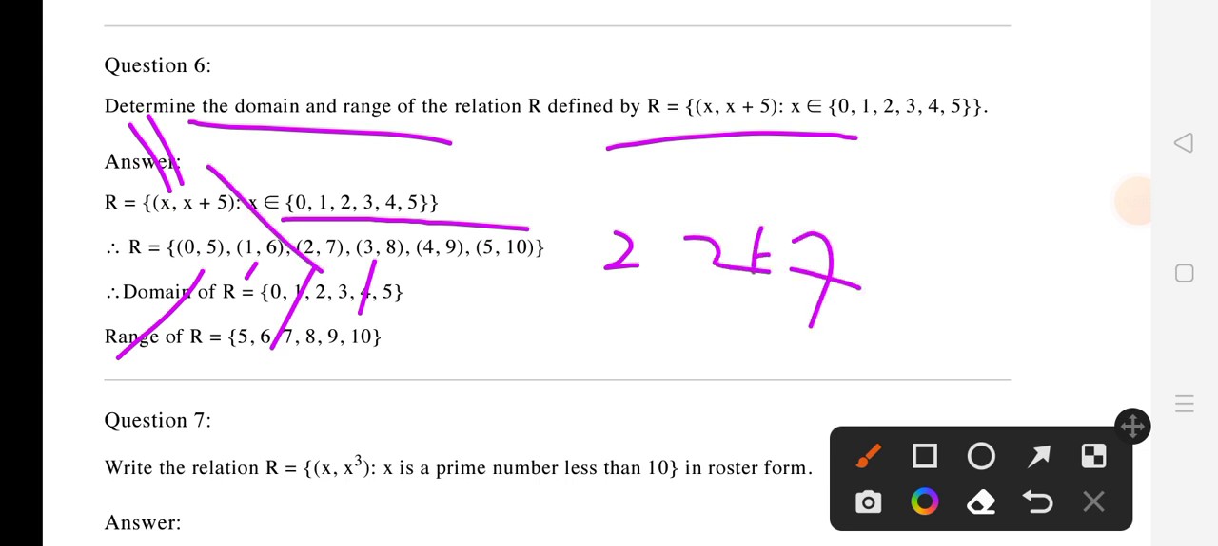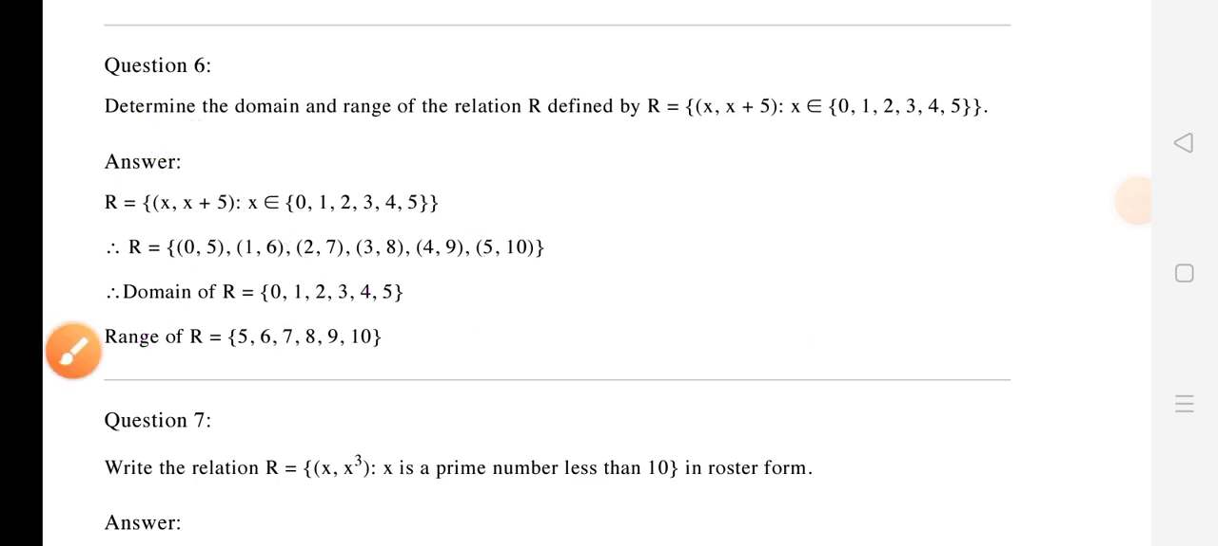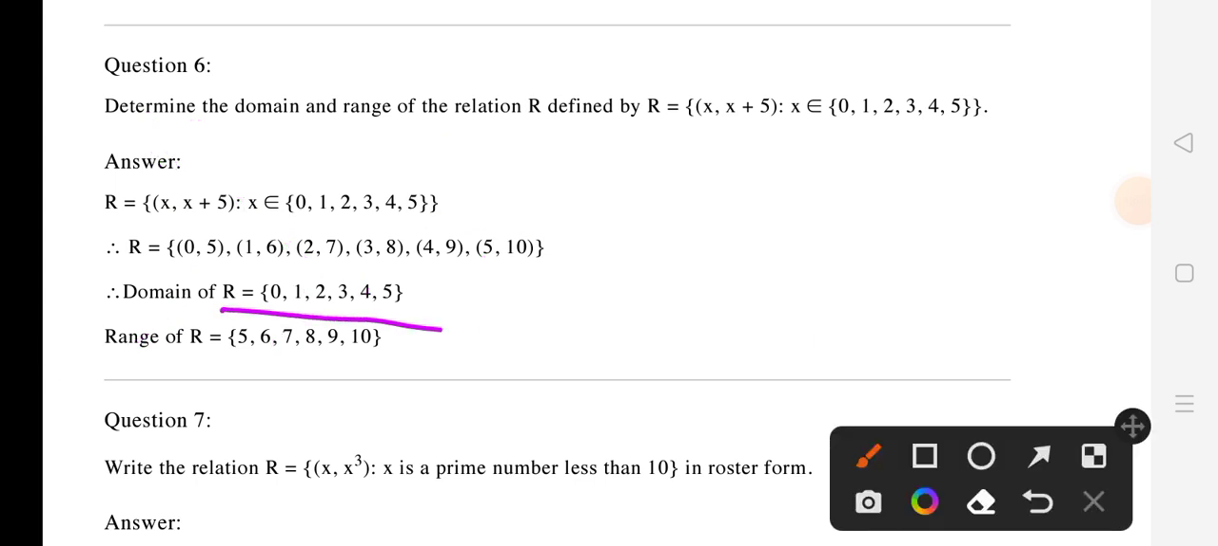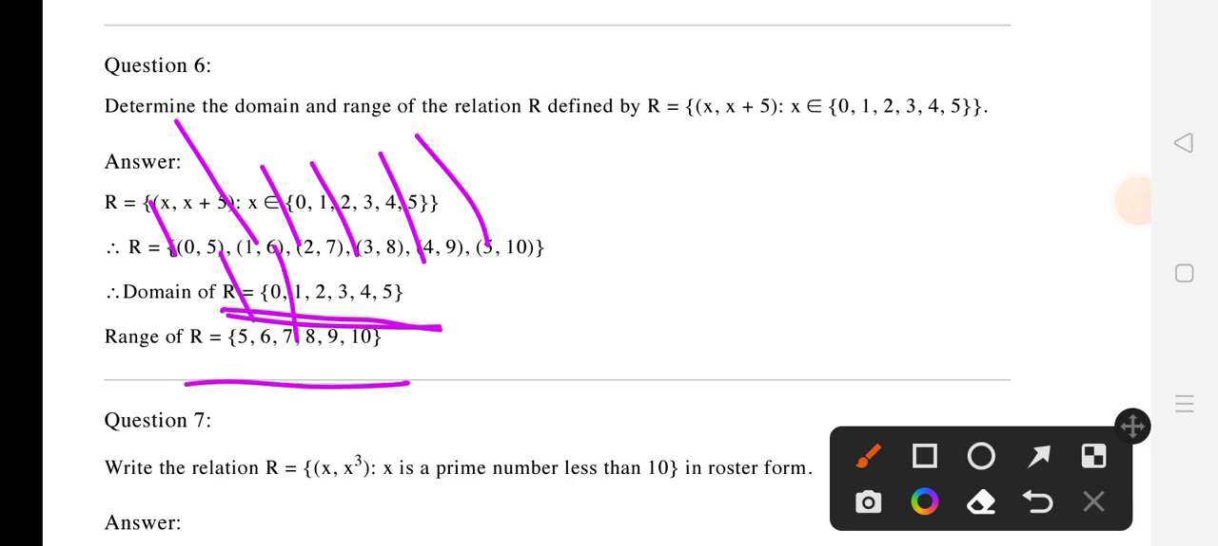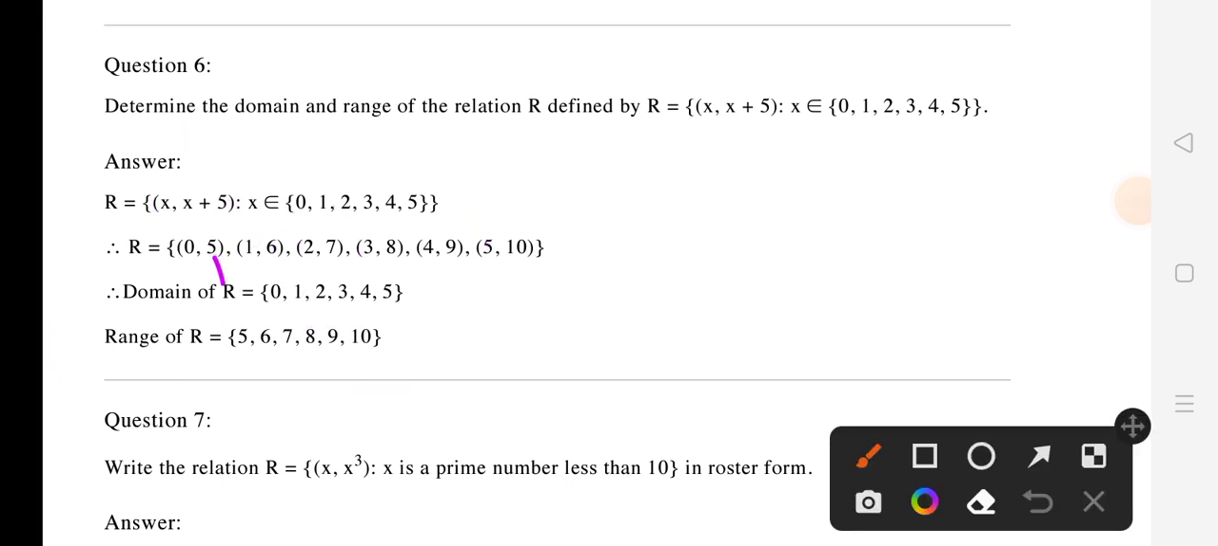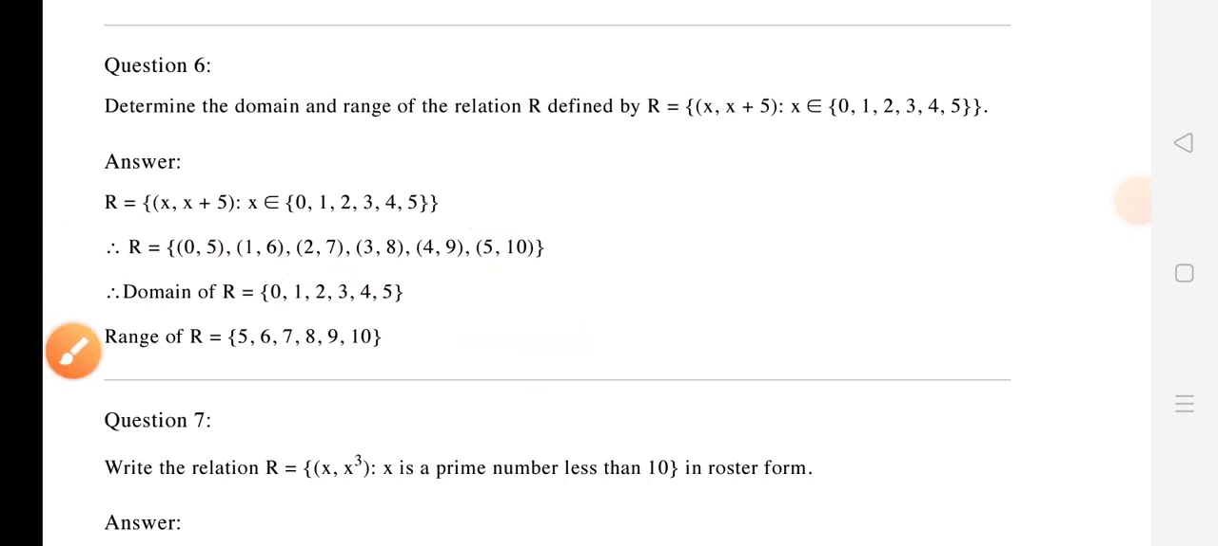If you take x as 3, then the codomain element is 3 plus 5, which is 8. In the same way, if you take 4, then 4 plus 5 is 9. If you take x equal to 5, then its image will be 10. So the domain of R is the set of all elements of set A: 0, 1, 2, 3, 4, 5. The range of R is the set {5, 6, 7, 8, 9, 10}. These are the range and the codomain as well.